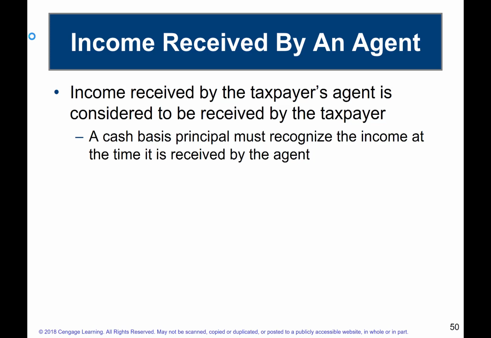You can't say, well, my agent collected that, so that's his or hers taxable money. No, we would consider that to be the income of the principal. Okay. All right. Nothing terribly complicated there. I guess we can go ahead and highlight that, right? Which is basically the point that I just stated.